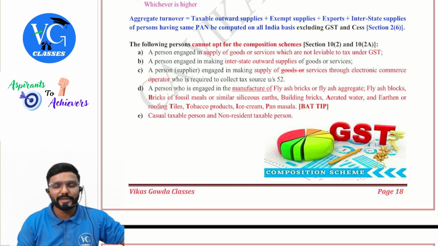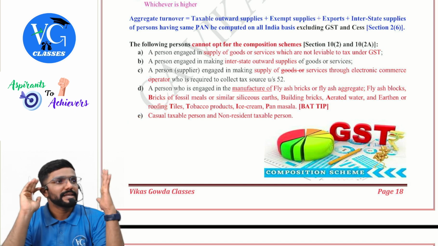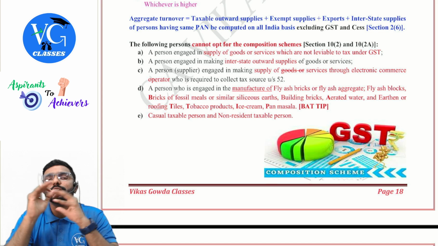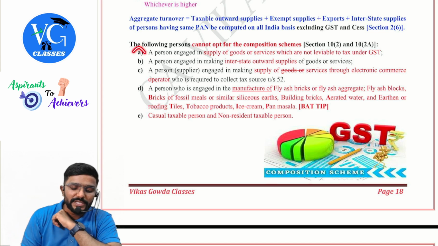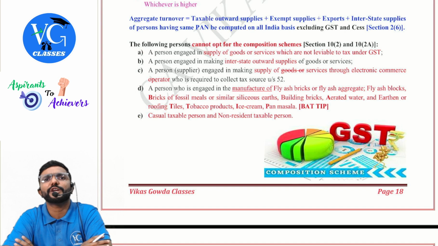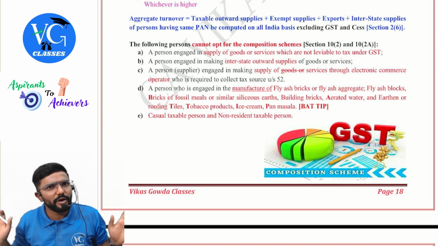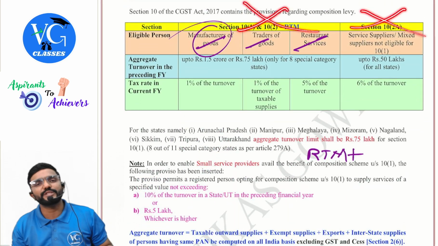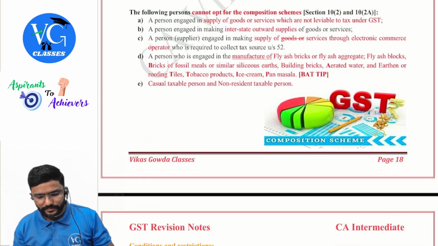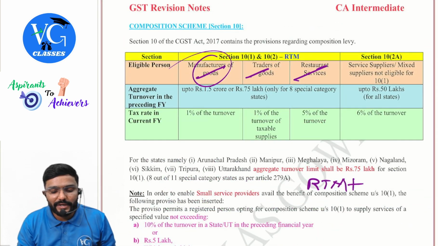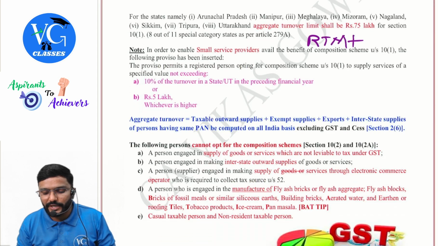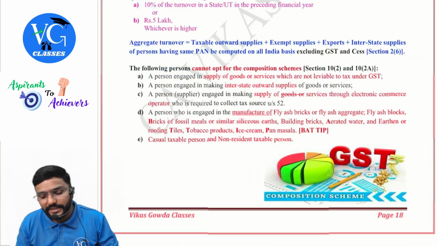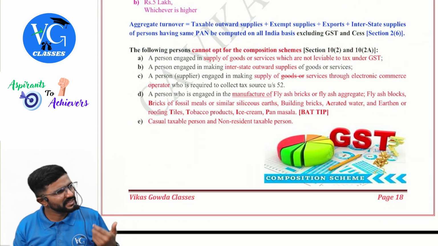Next, if I am a CTP or an RTP, that is casual taxable person or non-resident taxable person, I cannot follow composition scheme. Guys, in all these cases, irrespective of their turnover, they are not eligible. For both, I have given one common list. They are not eligible for both the composition schemes. Actually, who is not eligible for 10.1 and 10.2 is given in 10.2. Who is not eligible for 10.2A is given in 10.2A1. List is almost same.